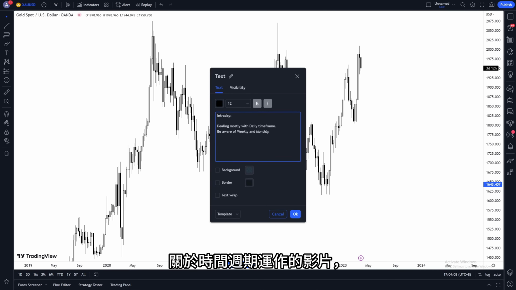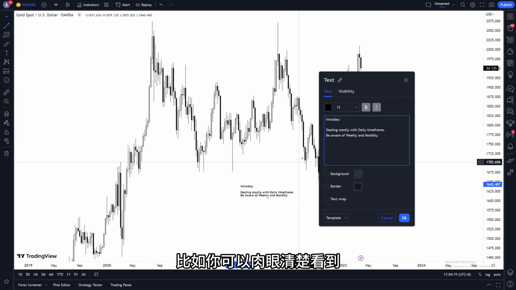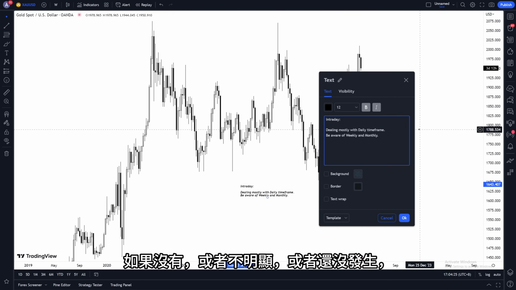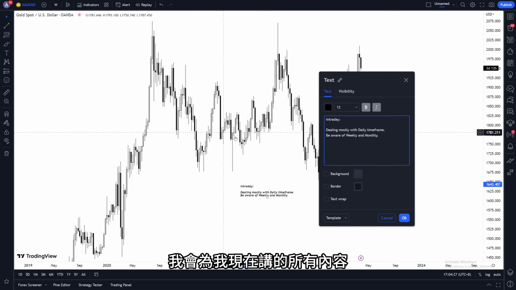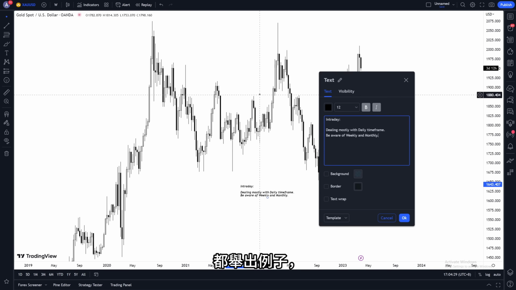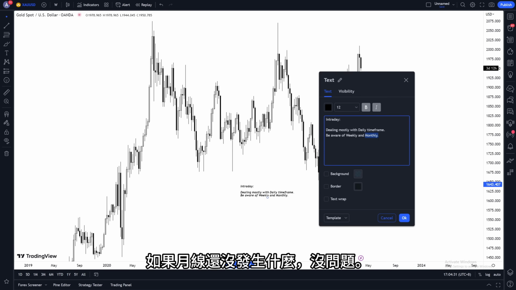If you understand the video about operation of the time frames, you'll understand how to lower your risk with each of these things. So when I say be aware of weekly and monthly, if you can visually see that there's a monthly storyline, you need to take account of that. You need to take note of that. If there isn't, or it's unclear, or it hasn't happened yet, and I'll give you examples for everything that I'm talking about right now, then if it hasn't happened on the monthly, no problem, it's okay.